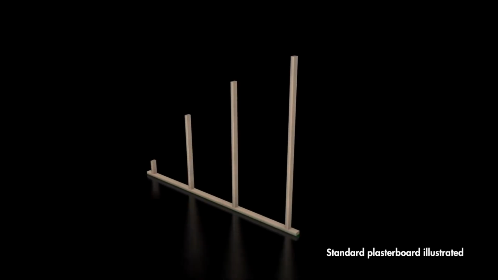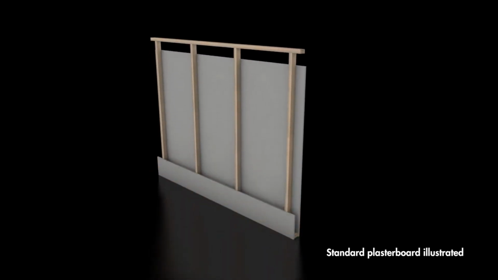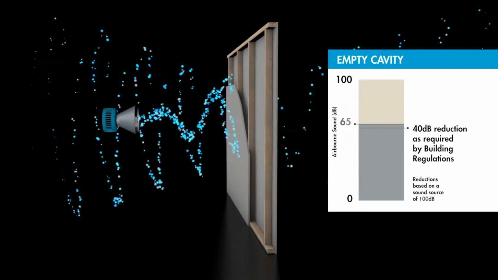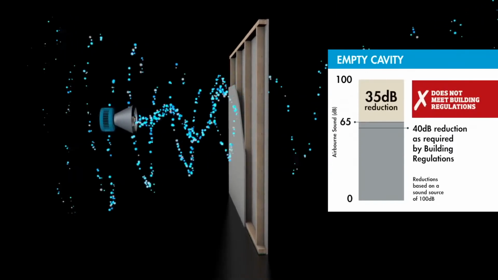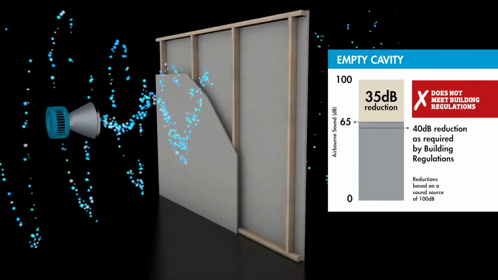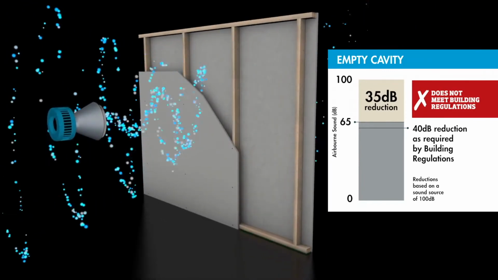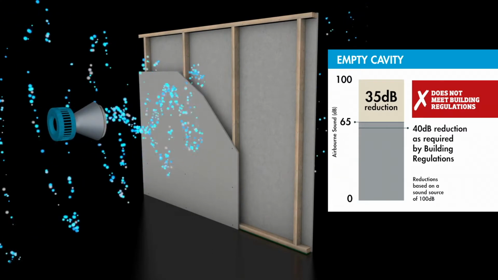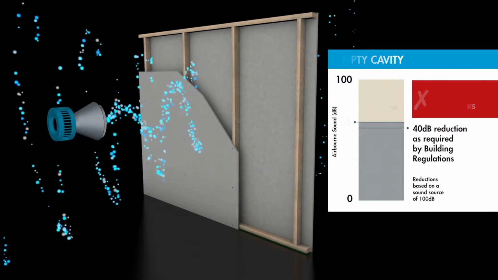A standard uninsulated partition has one or more layers of plasterboard fixed to timber or metal studs and has an empty cavity in between. Airborne sound travels through the air from the sound source and hits the partition. Some of the sound will be reflected back from the partition and some will be transmitted through it. The amount transmitted through the partition will be lower than the original sound source because some will have been reflected.